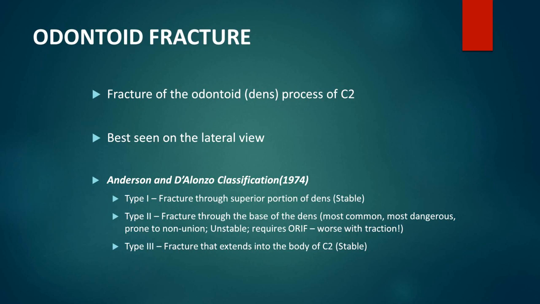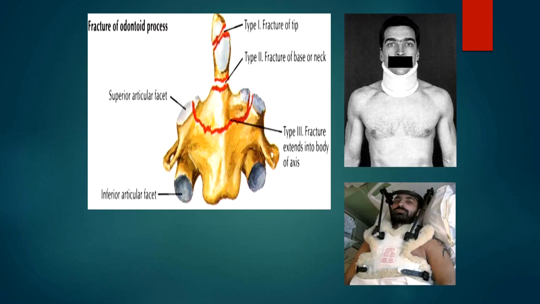Type 2 is a fracture through the base of the dens, most common and most dangerous. It's prone to non-union. Typically requires operative reduction and internal fixation. Type 3 is a fracture that extends into the body of C2. Also, they say it's stable, but it's not always. So, type 3, type 2, type 1.